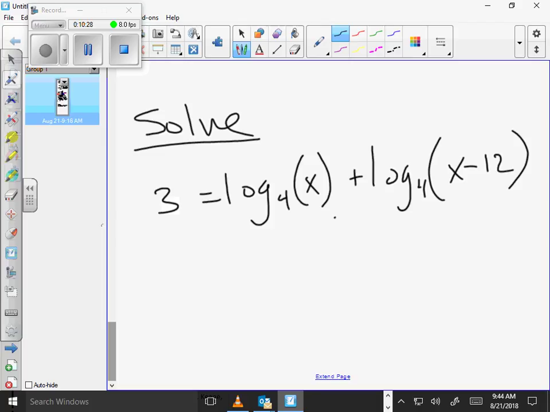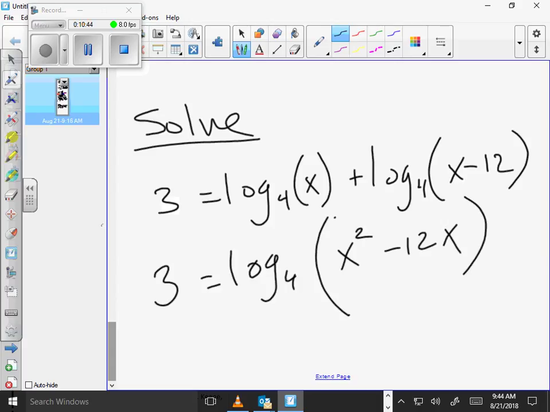Where you see two logs joined with addition, you could rewrite them how, Catalina? Right, one log joined with multiplication. 3 equals log base 4 of x times x minus 12. Great. So I want to condense to 1 log first. Okay? Now what do we do? Mr. Rayo? Don't know.